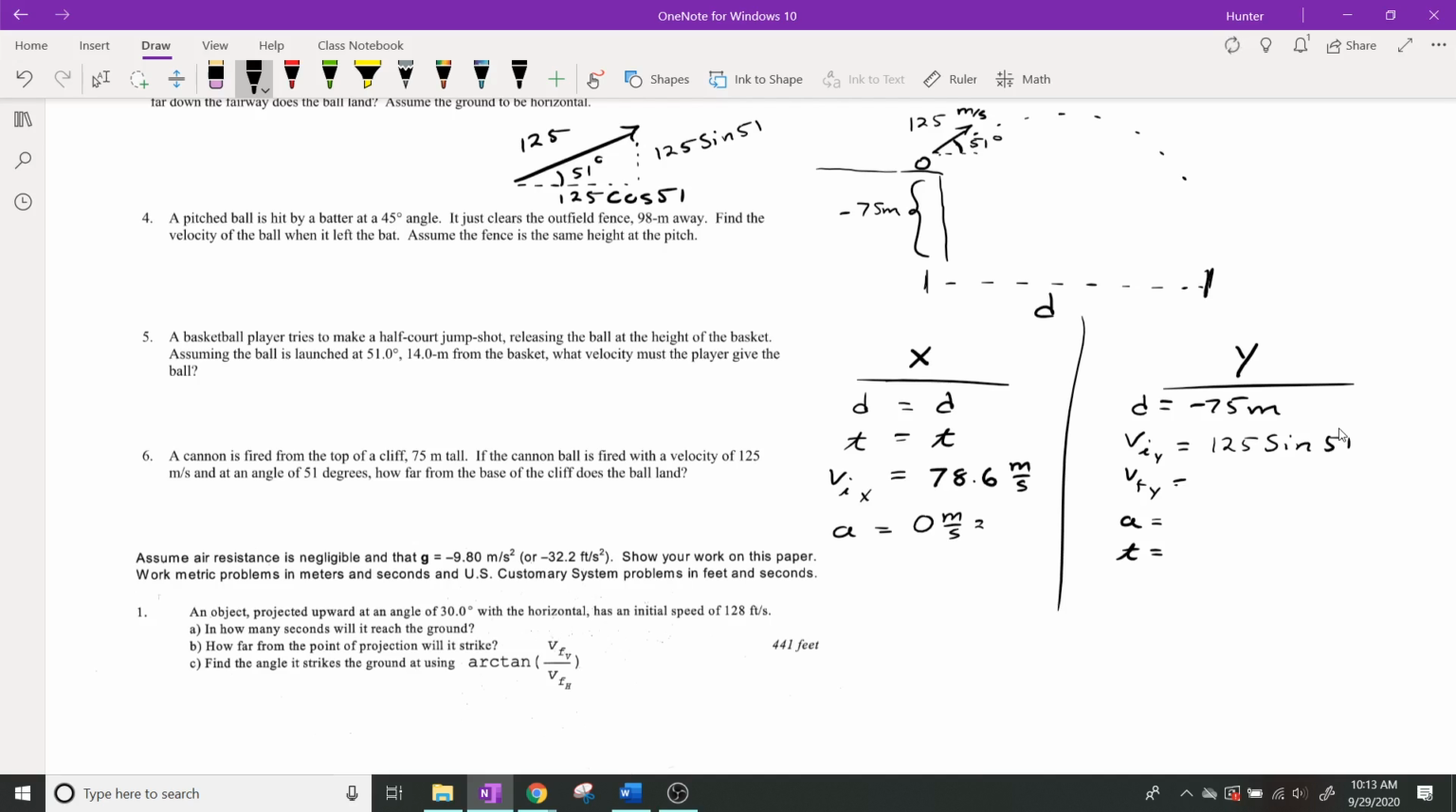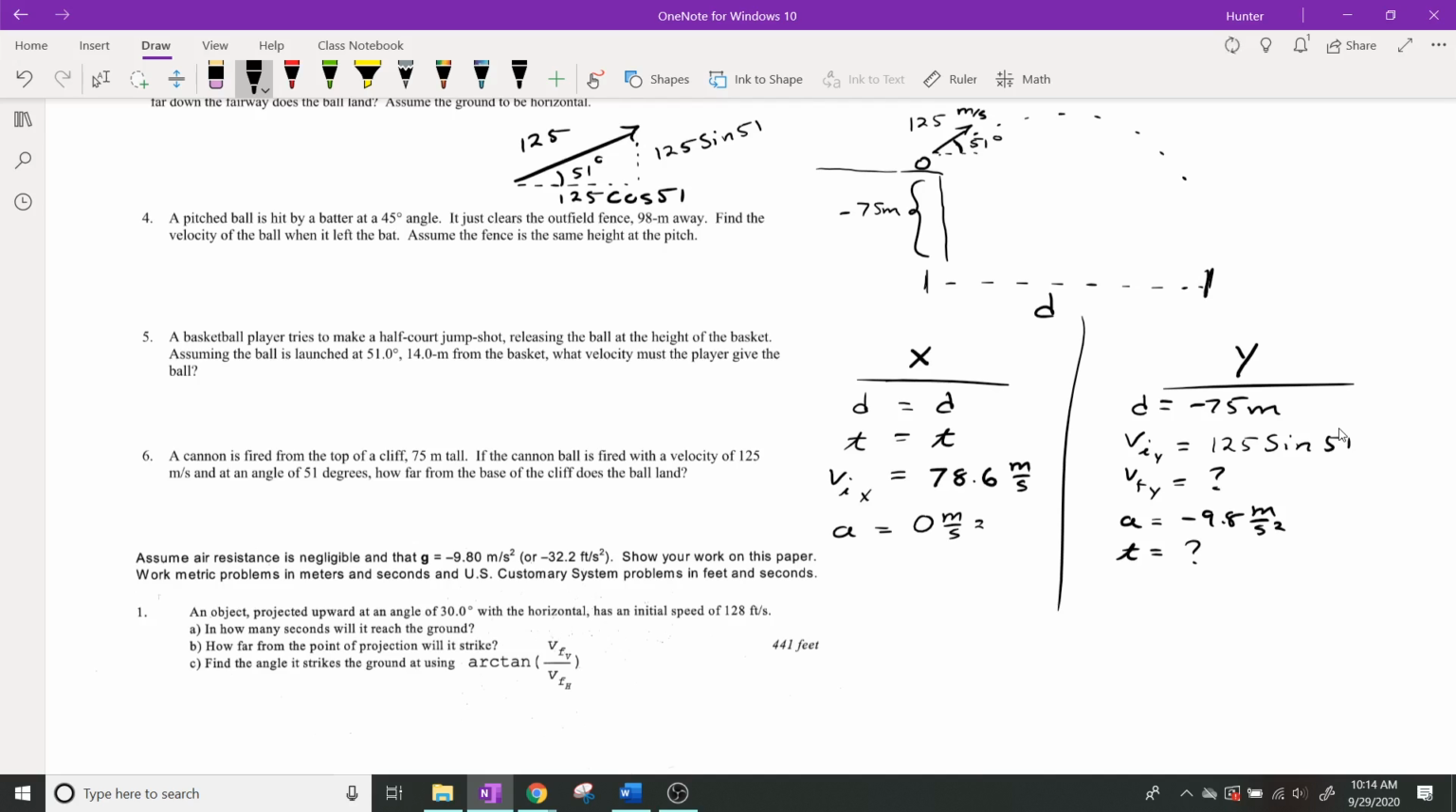But anyway, what's the VFY? I don't know. So we're going to put a question mark there. What is A? Negative 9.8 meters per second squared. What is time? We don't know yet.